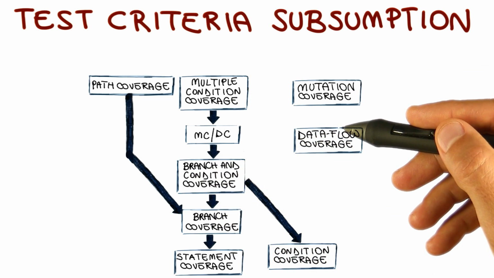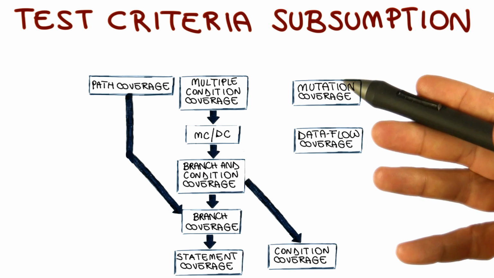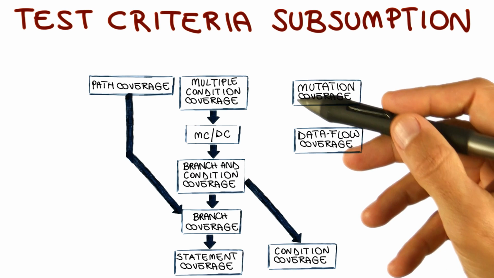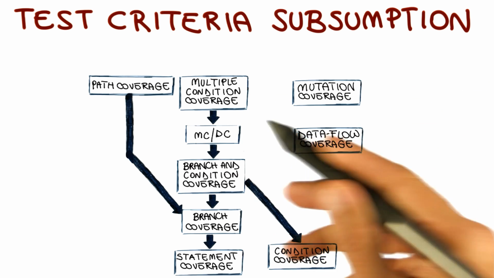As for data flow coverage criteria and mutation coverage criteria, they're really in no relation with the other criteria because they look at different aspects of the code. So they're not really comparable, and therefore we're just going to put them on the side without any relationship with the other ones.